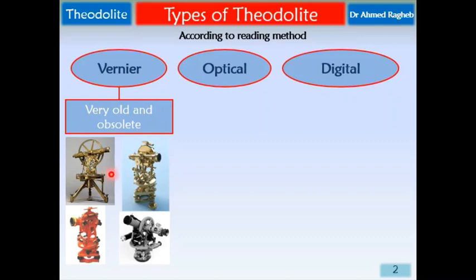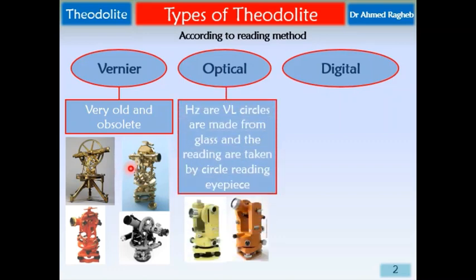Afterwards, they moved to optical theodolite. We covered the horizontal and vertical circles made of glass and hidden inside the instrument, and you can get the readings through a reading telescope.